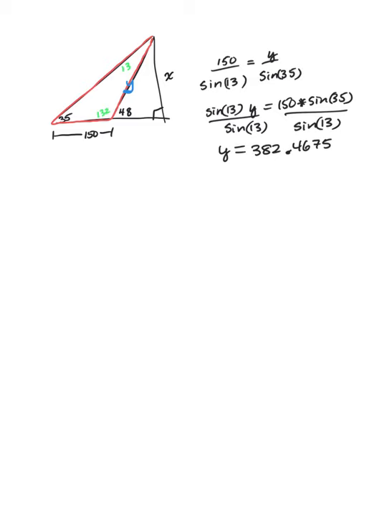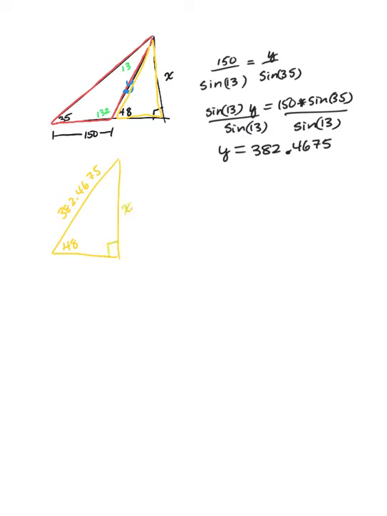So now I go to this picture on the right. I'm going to take this triangle and I'm going to draw it down here now. I have that this is 382.4675, just about right. This is 48, and now I'm looking for x.